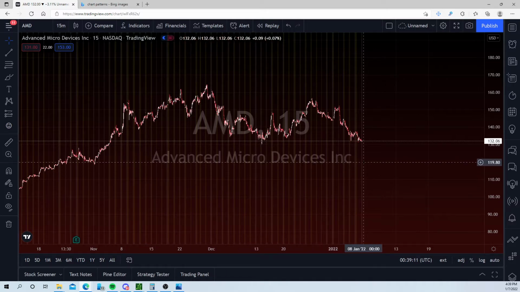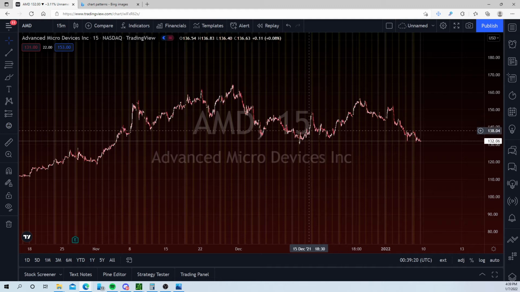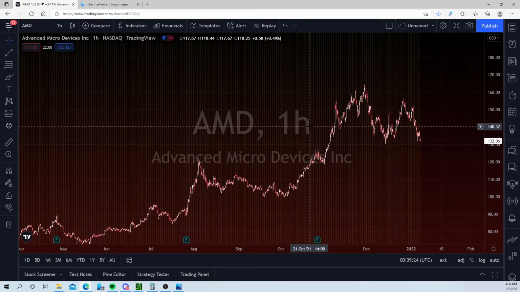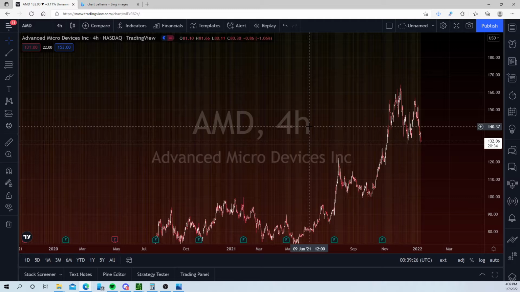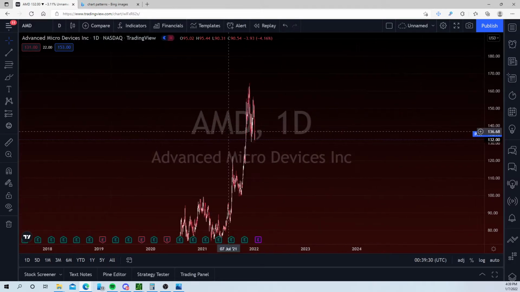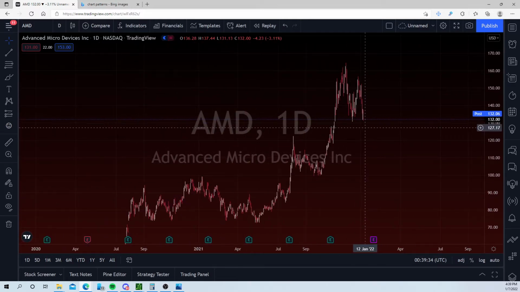A lot of people get confused whether I look for it on the 1 minute, 15 minute, or 30 minute. You guys can see here, this is AMD, with the ticker in the background, the logo, a watermark. It's the 15-minute time frame. Every time I change it, it'll say 1 hour, 4 hour, 15 minute, 1 minute, daily, just so you guys can see that. So you won't be thinking I'm switching and showing different time frames.